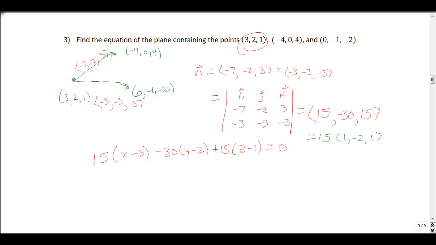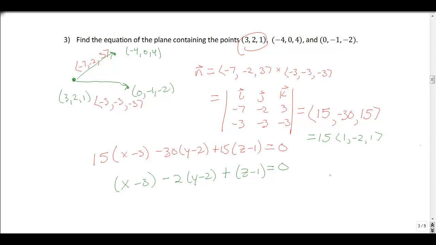There's certain places you could have noticed part of this 15. For instance, you could have rewritten (-3, -3, -3) as -3 times (1, 1, 1). But still, we got sort of a factor of 5. So if you have the (1, -2, 1), you could rewrite this as just x minus 3, minus 2 times y minus 2, plus 1, which I don't need to write, times z minus 1. It's just a little bit simpler.